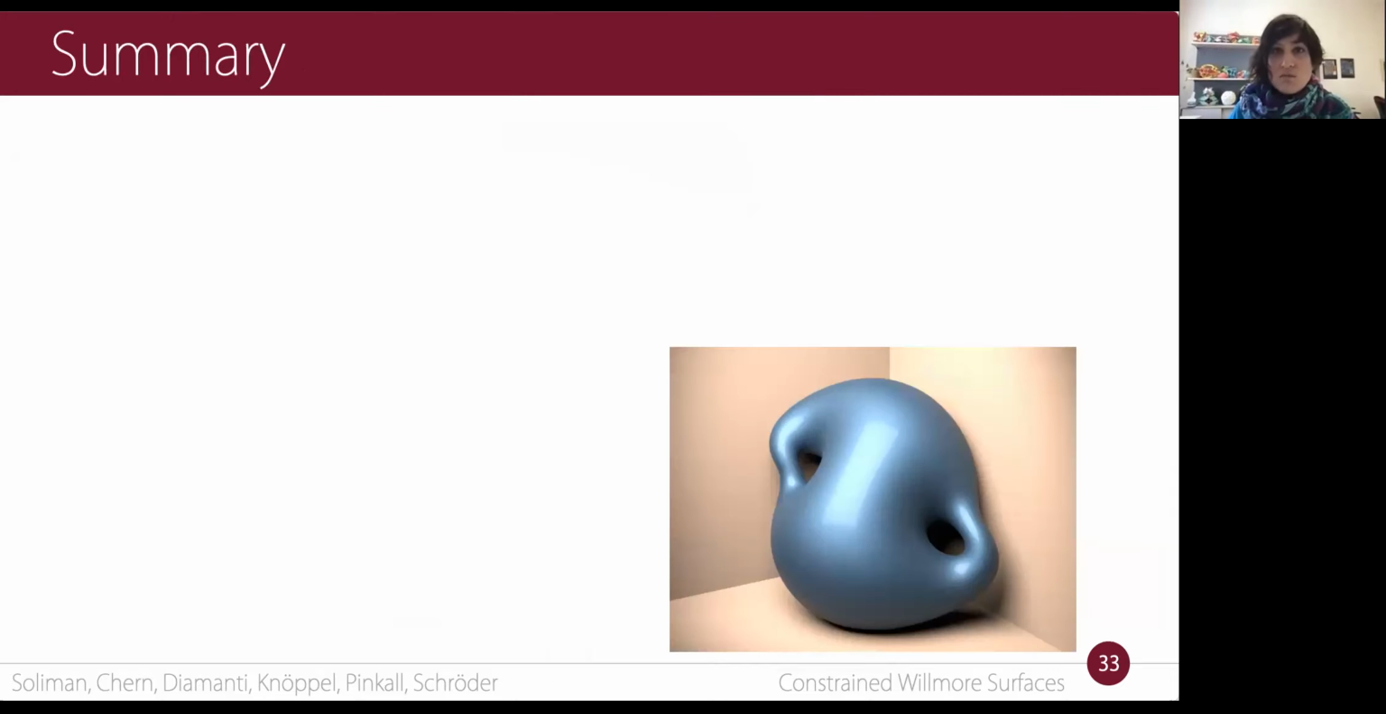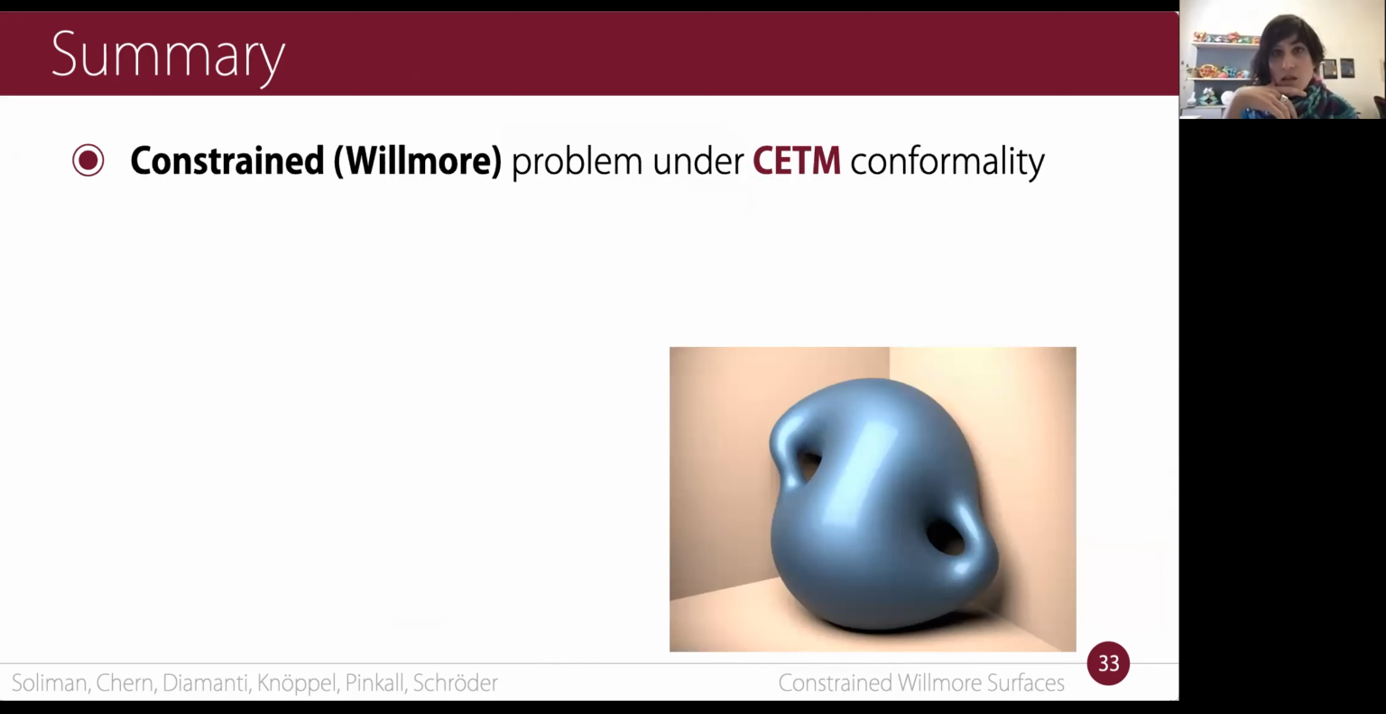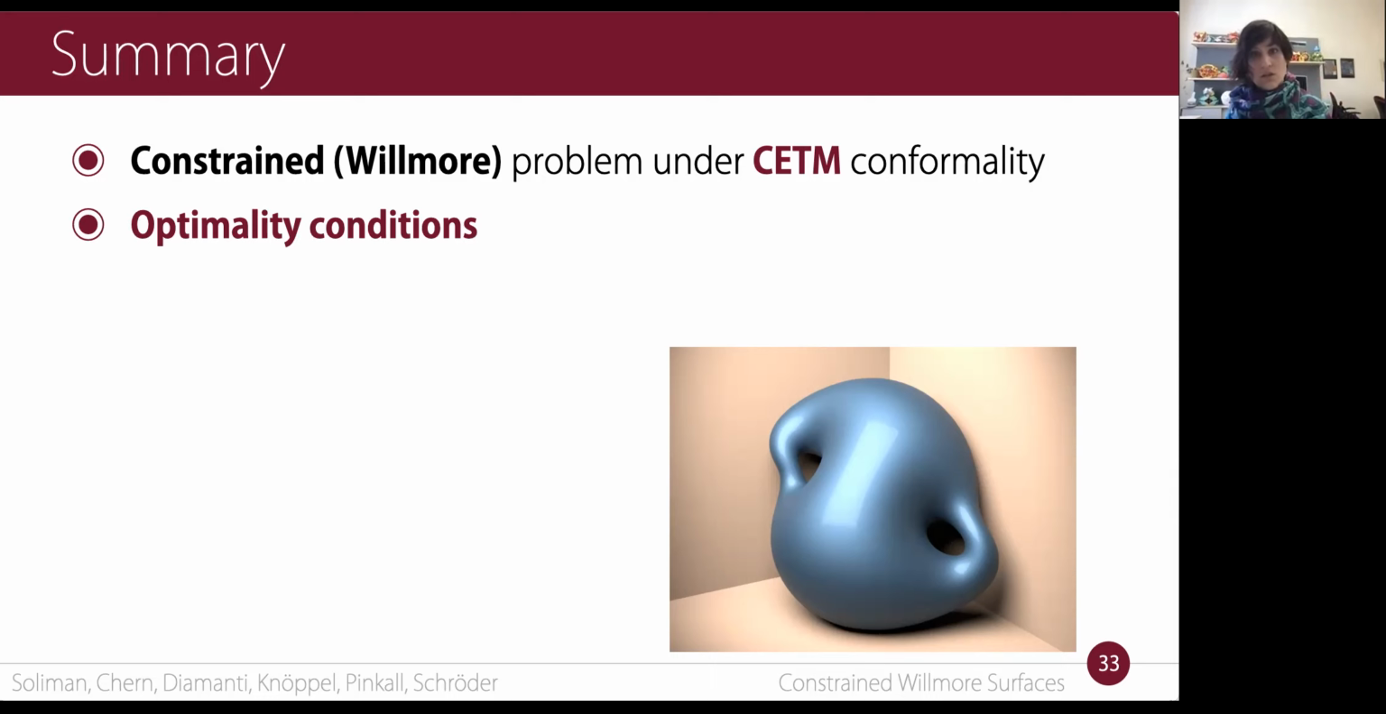Okay, so this was mostly my talk. I've been talking to you about the problem of finding discrete surfaces that are the critical points of the so-called Willmore energy, but also other energies. And we have been using the CETM notion for discrete conformality. We looked at the theoretical optimality conditions that you can derive from the Lagrange multiplier approach to the constraint optimization problem, and you can use them to check if you're at a critical point.